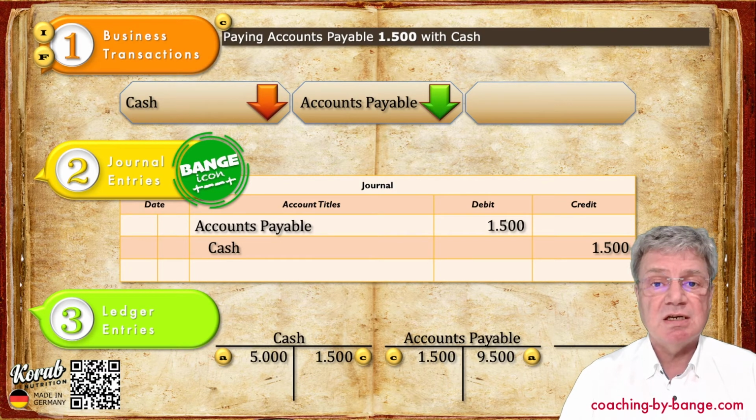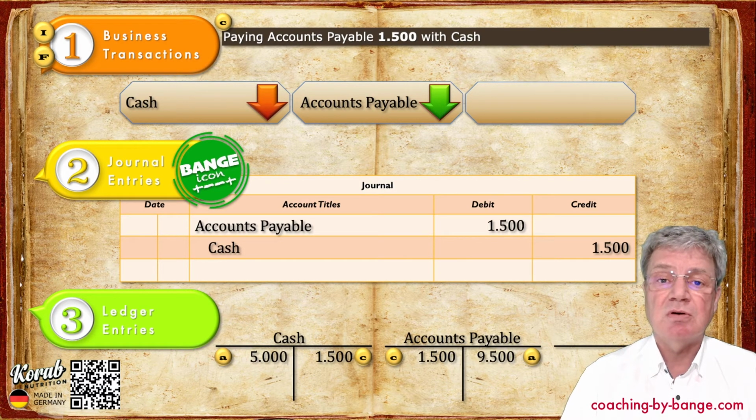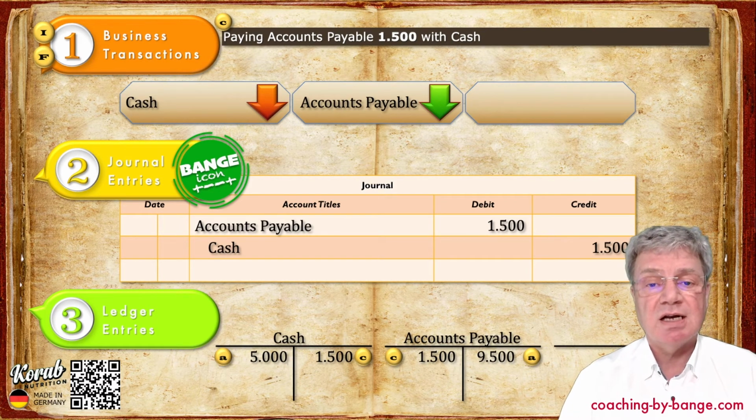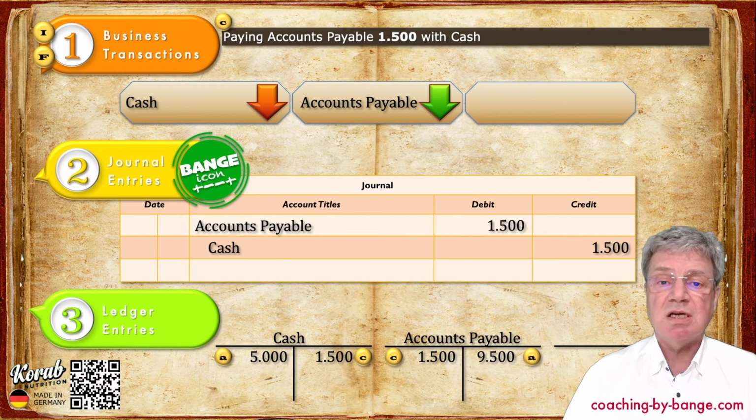Please note here, we will keep the original T account for cash and for accounts payable. We will not add a new one. We keep it and keep on carrying and putting the transfers into one and the same space. That was the big advantage we have with the ledger.